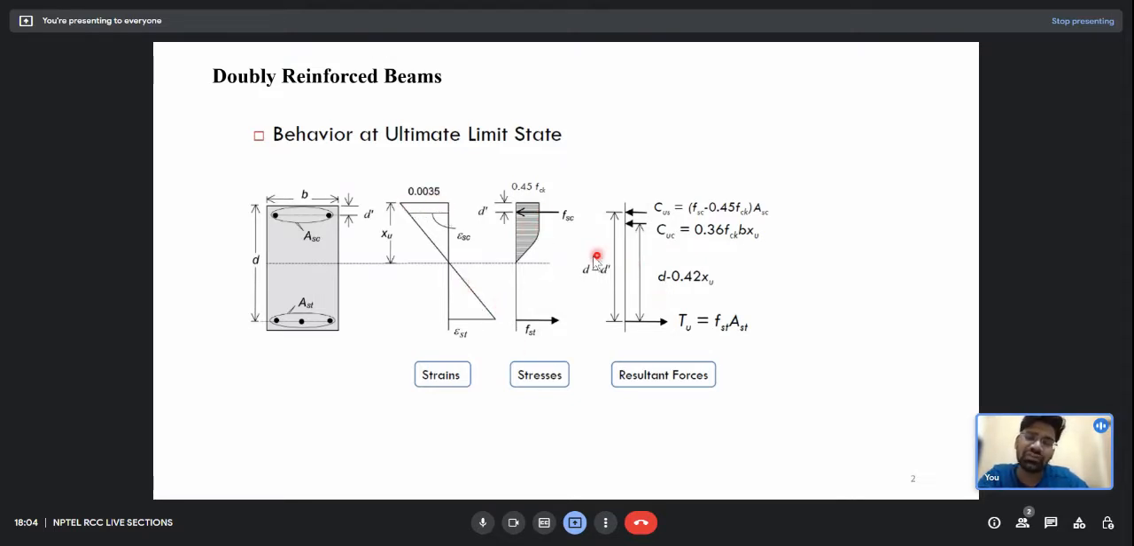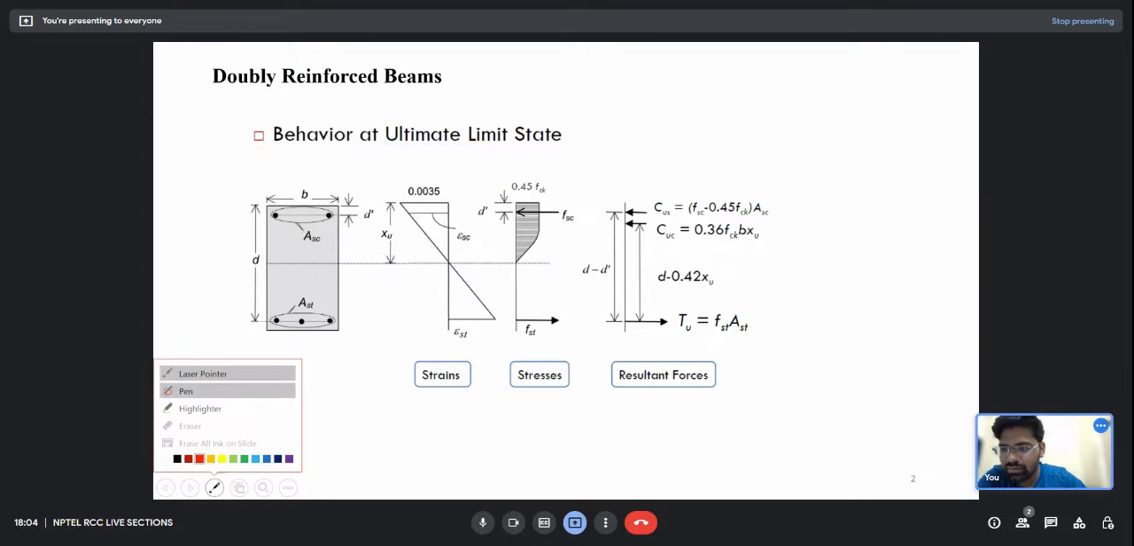So the only difference which comes up for a doubly reinforced beam is that, let me explain it here. You are already familiar with this. Let me switch on my pen first. Okay, see.